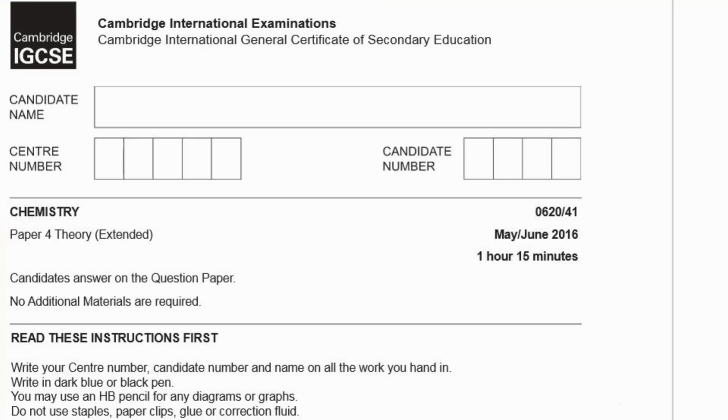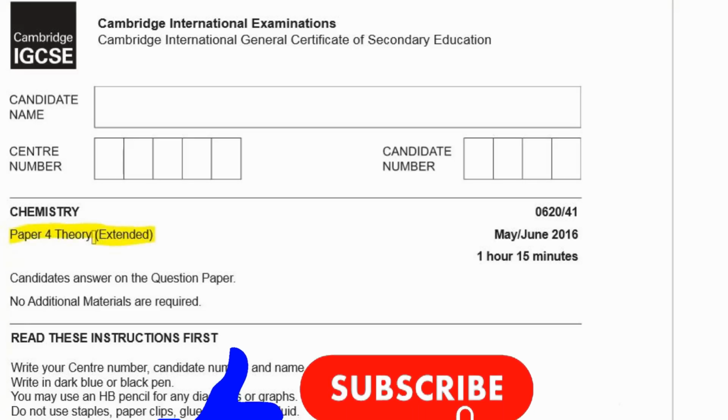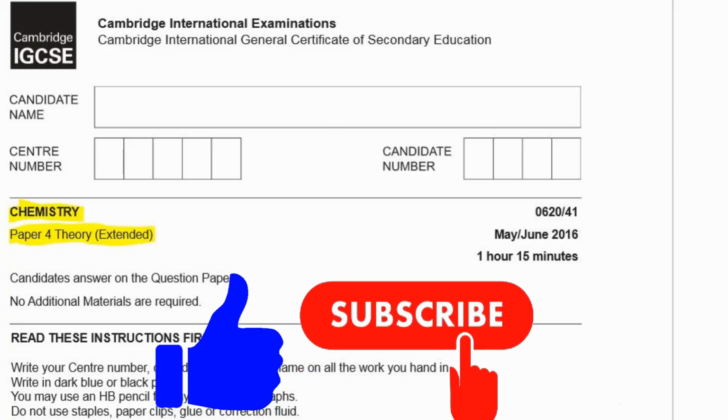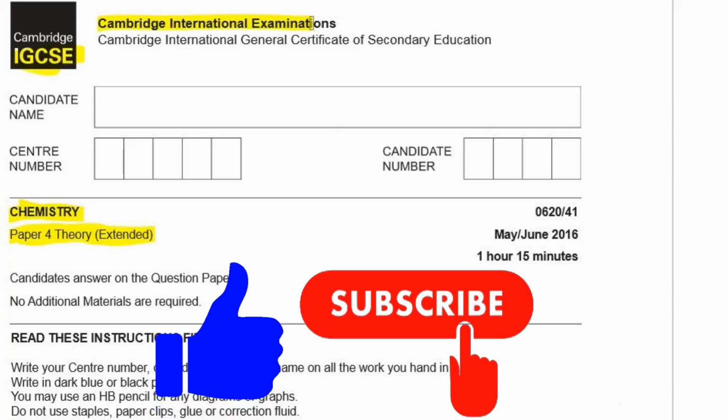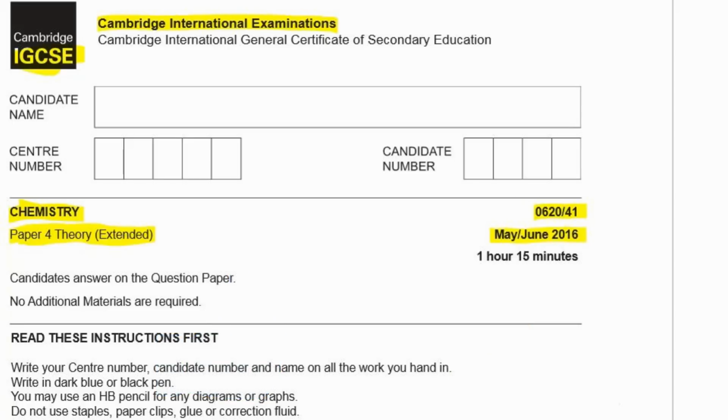Okay, so now we're going to go through paper 4, which is the extended theory paper for chemistry. This is IGCSE from Cambridge International Examination, CIE, from May-June 2016, and this is variant 1, so 0620/41. All right, let's get started.